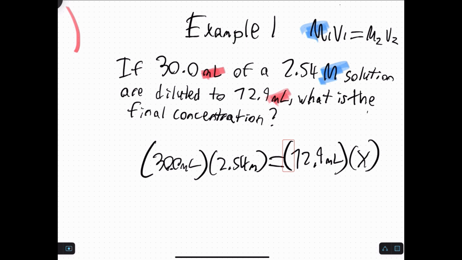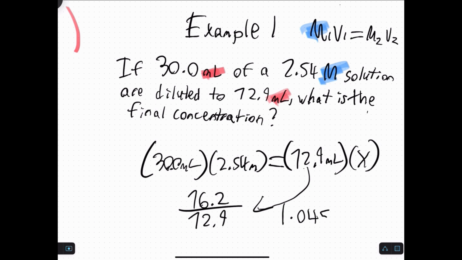So we just insert that into our equation. We don't have to do any unit conversions for this. So we want to do 30 times 2.54. That gives you 76.2. We can do our units later. And then we want to divide this by this, so we're just going to enter our 72.9. And then you want to divide these two, which gives us 1.045, our approximate concentration of M2.